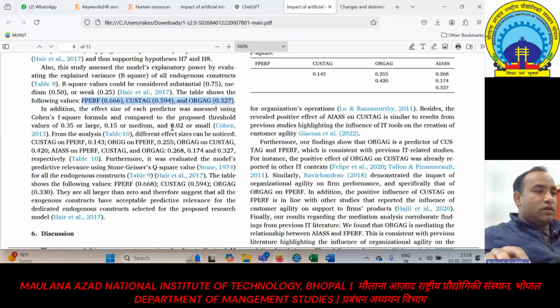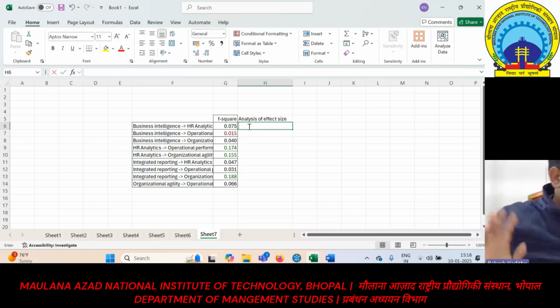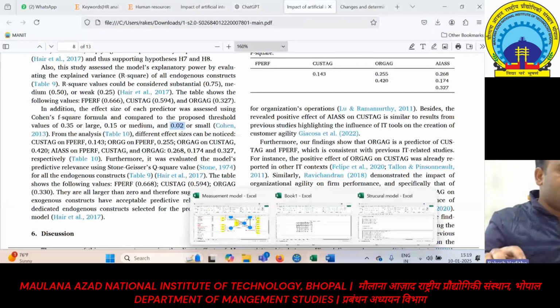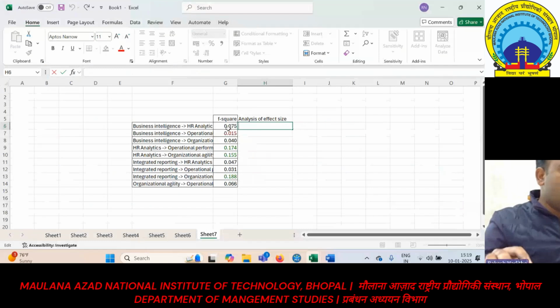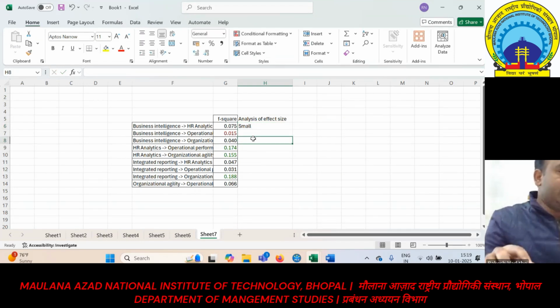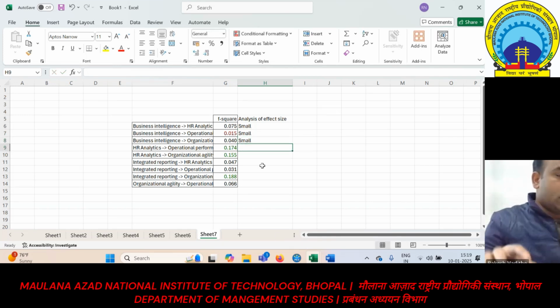Then the F square values: 0.02. If it is 0.02, then it is considered as small.